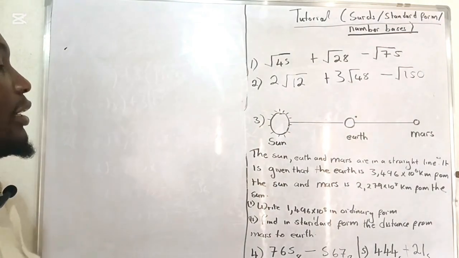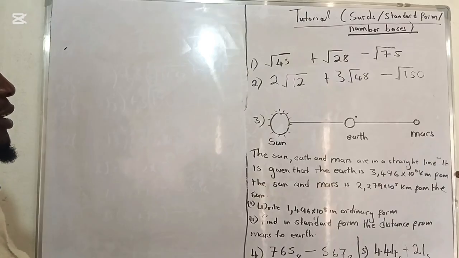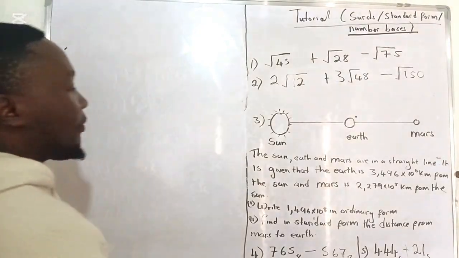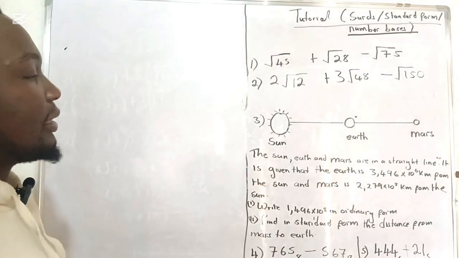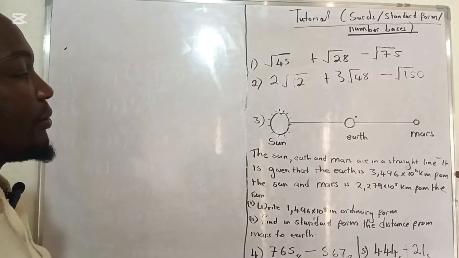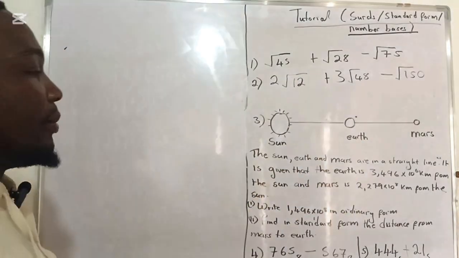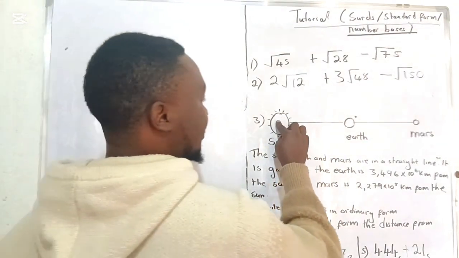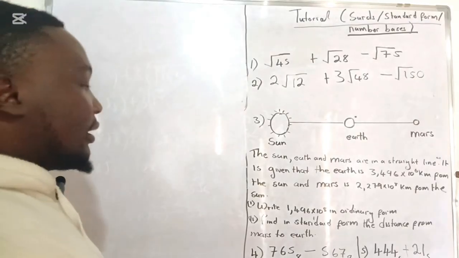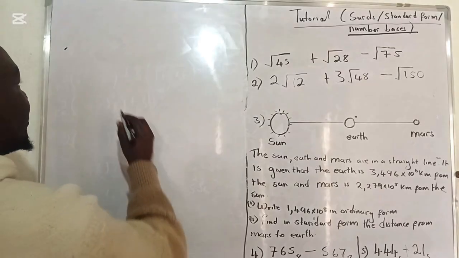Remember, I told you that standard form is usually used for bigger numbers, like measurements of distances of planets from each other. So here is a question on standard form. The Sun, Earth, and Mars are in a straight line. It is given that Earth is 1.496 times 10 to the power 8 kilometers from the Sun. This is the distance from the Sun to the Earth. And Mars is 2.279 times 10 to the power 8 kilometers. This is the distance from the Sun to Mars. Write down 1.496 times 10 to the power 8 in ordinary form.